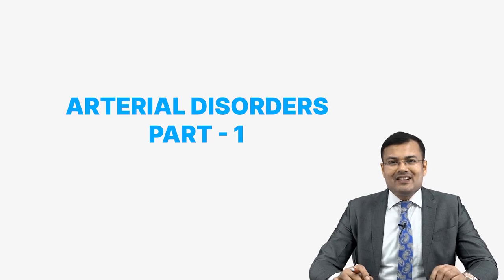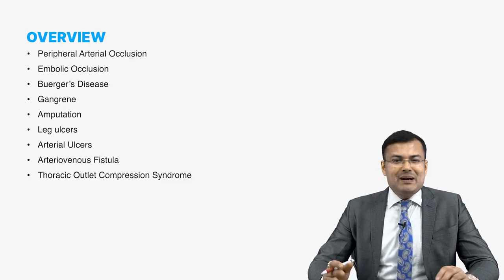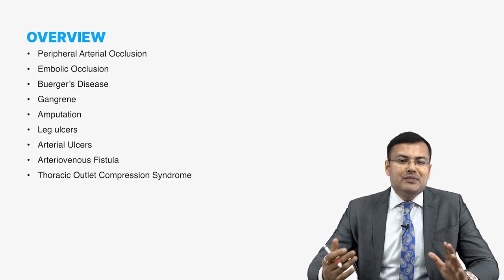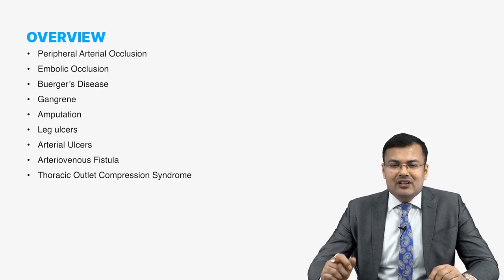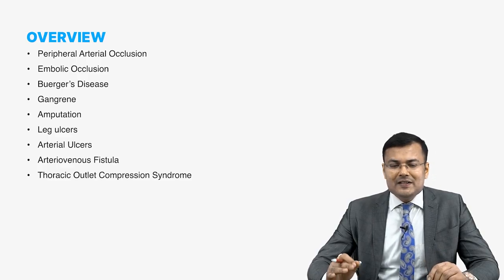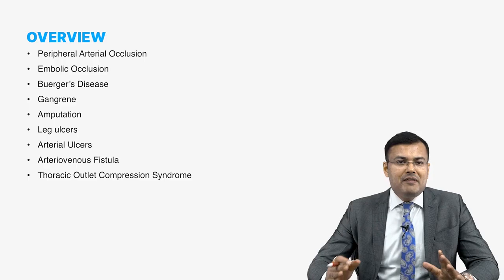Hi guys, now we are going to start arterial disorders part 1. In this chapter, we are going to discuss peripheral arterial occlusion, embolic occlusion, Buerger's disease, gangrene, amputation, leg ulcers. In leg ulcers, mainly we will be discussing arterial ulcers. After that, we will be discussing AV fistula and thoracic outlet compression syndrome.